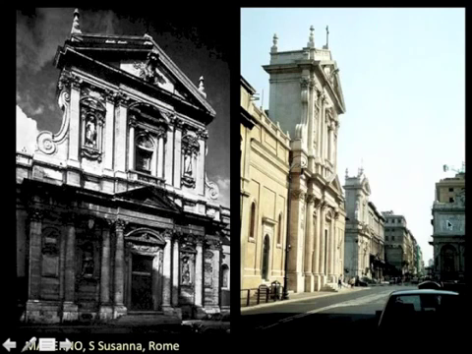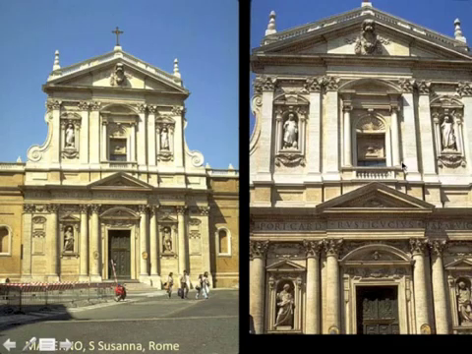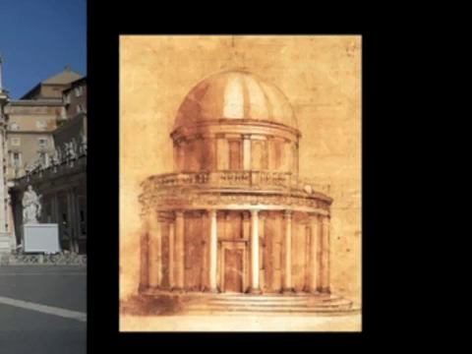And here's another one. These are actually two Maderno churches. One is Santa Susanna over here, and this one is Santa Maria della Vittoria, the church in which the Cornaro Chapel by Bernini is located. The rhythms vary, and in varying the rhythms from far to near to closer, you almost get the sense that the thing is turning in space.